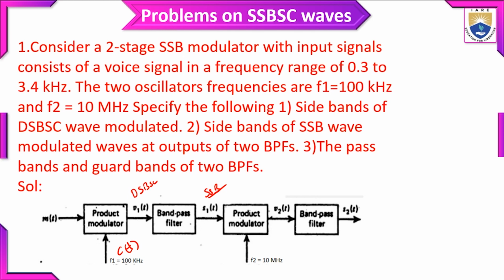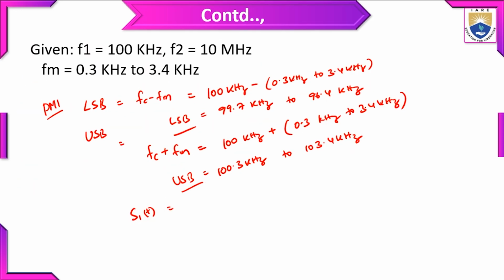So now S1 of t signal is nothing but 100.3 kilohertz to 103.4 kilohertz. Now by using this S1 of t, we are going to the second stage. The second stage contains again product modulator 2 with a combination of band pass filter.